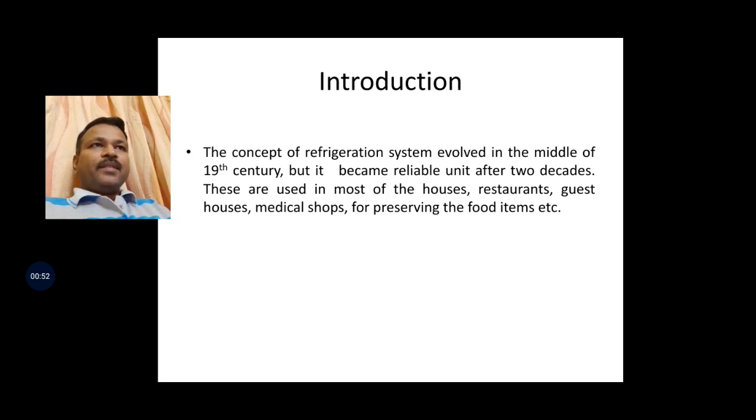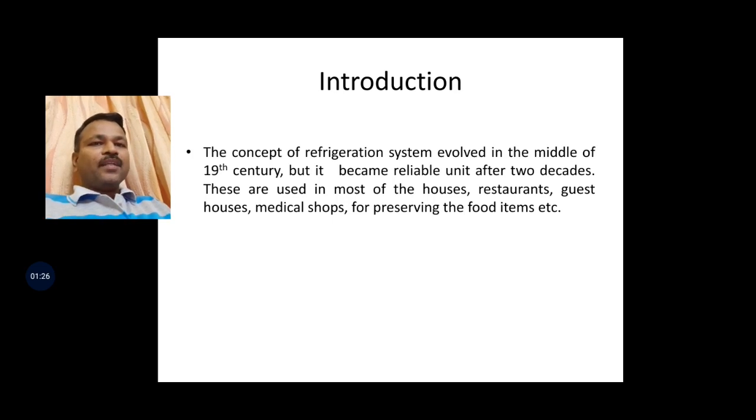Let us talk about the introduction part of refrigeration. The refrigeration system evolved in the 19th century. It became a reliable unit after 2 decades, that is, after 20 years only. That means people started understanding and believing in the refrigeration process after 2 decades. We know that this process is very important and required for human beings.